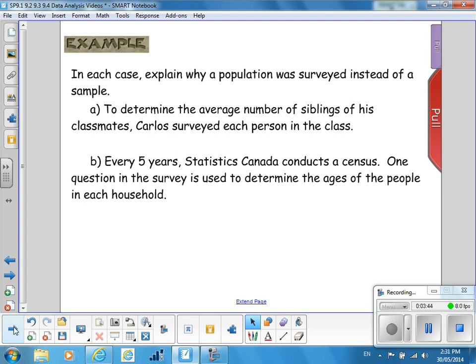Statistics Canada needs to know information about everyone who is living in Canada. So in that case, they only do it every 5 years because of the time and the cost. But it is important to have because that's how government promotes funding. That's how government determines populations and whatnot. So it is that important that they do have to ask the entire population.